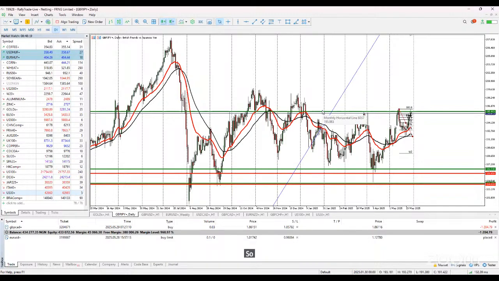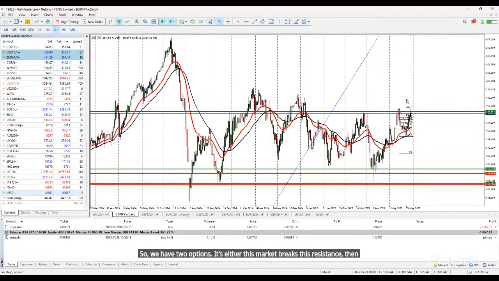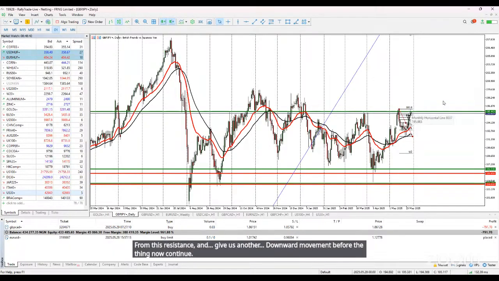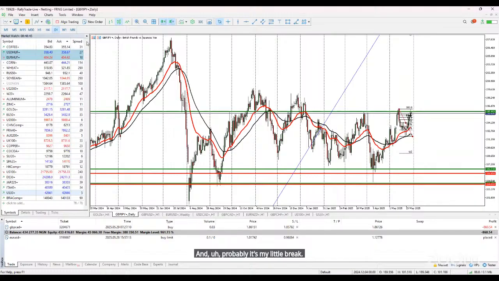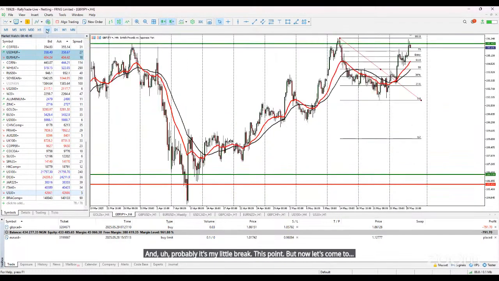So we have two options. It's either the market breaks this resistance, then comes to this other resistance, or the market will drop from this resistance and give us another downward movement, and then probably it might later break this point. But now let's come to the 4 hours time frame very fast.